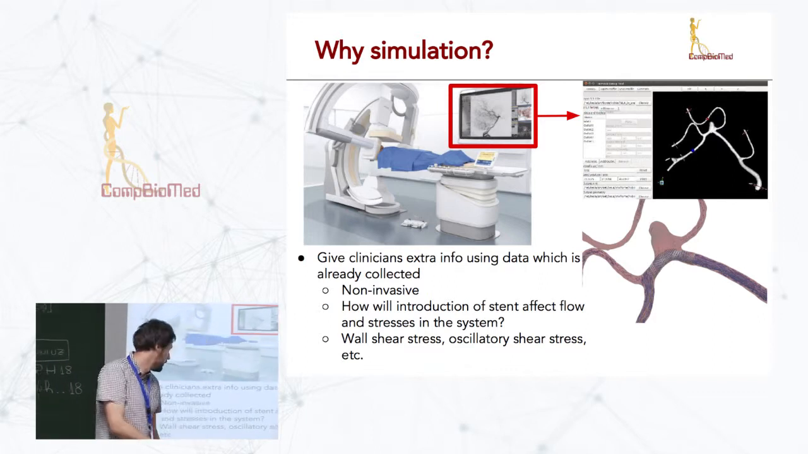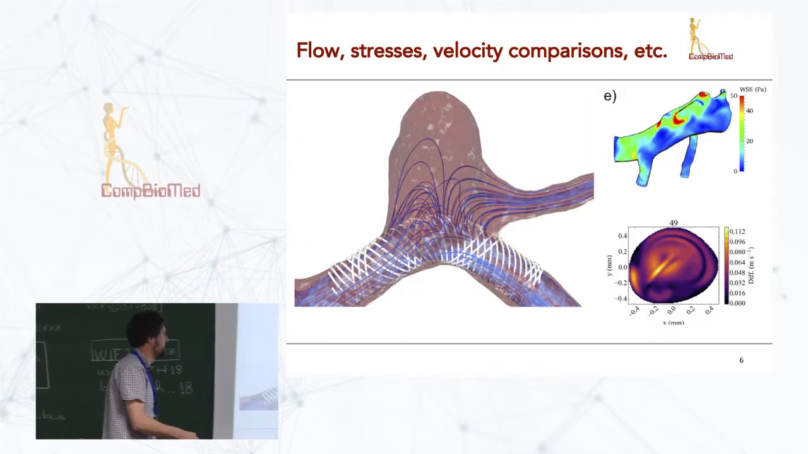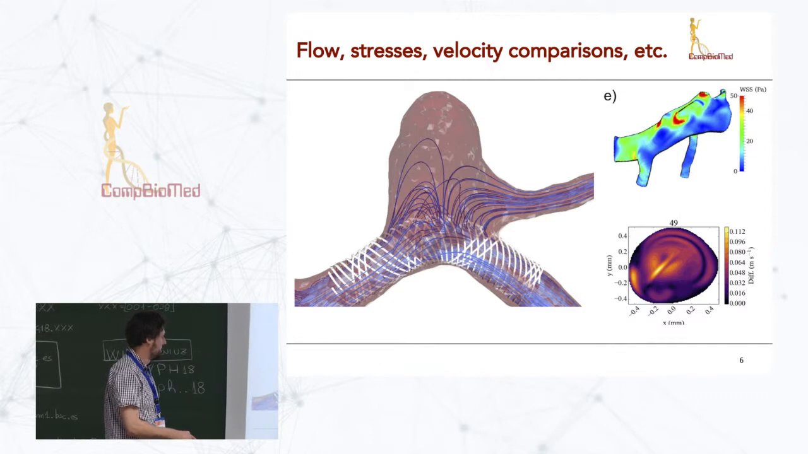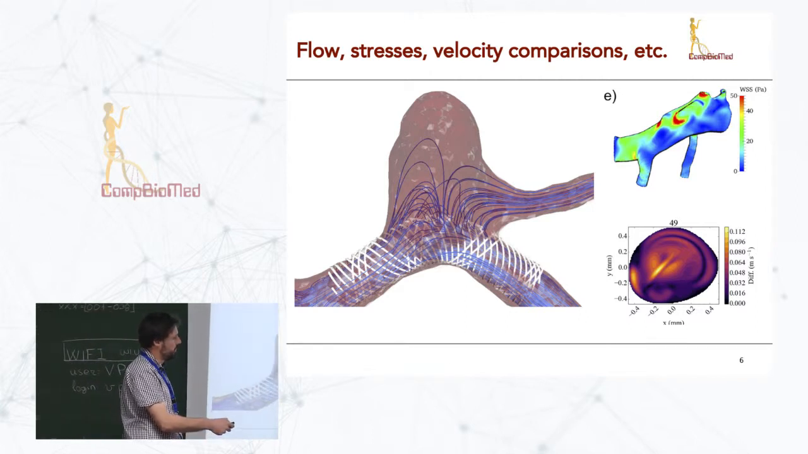And the kind of stuff, here's just a few examples. These are the streamlines of the blood flow with this stent introduced. We look at, for example, the shear stresses induced on the wall at the peak of one systole, so at peak of one heartbeat, if you like.